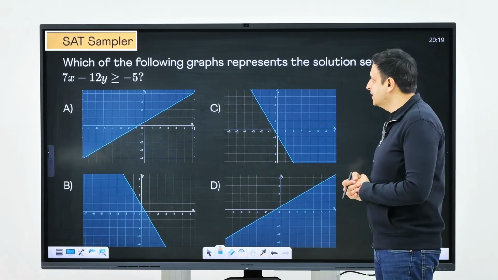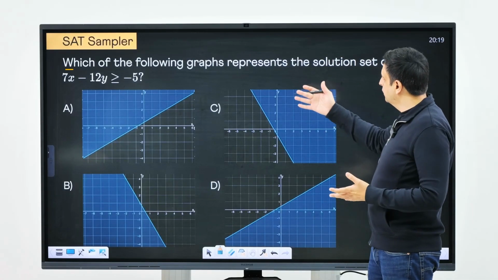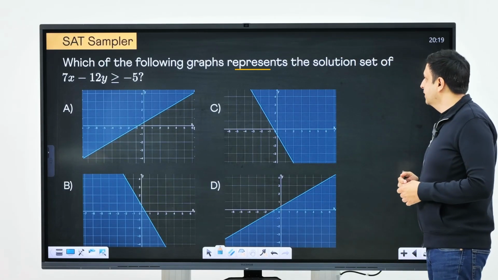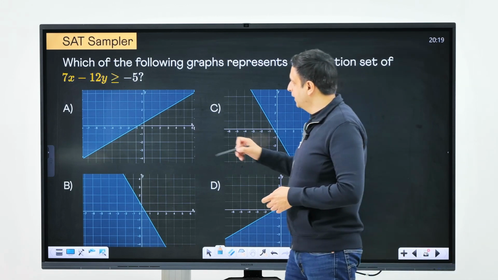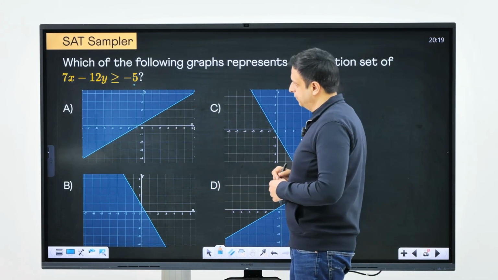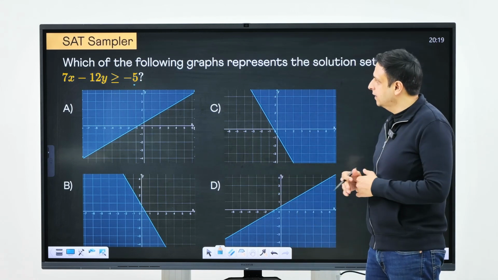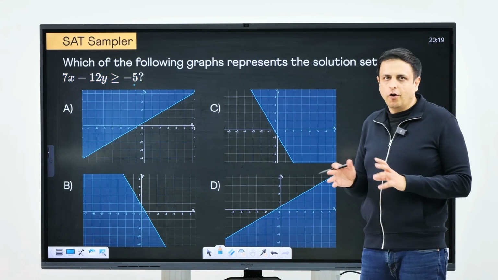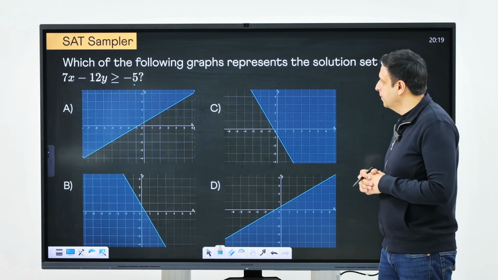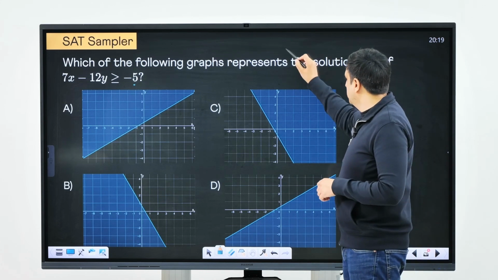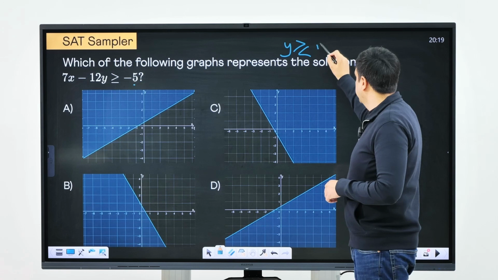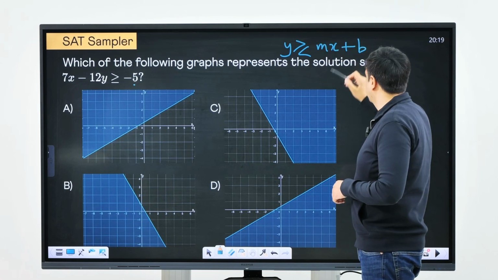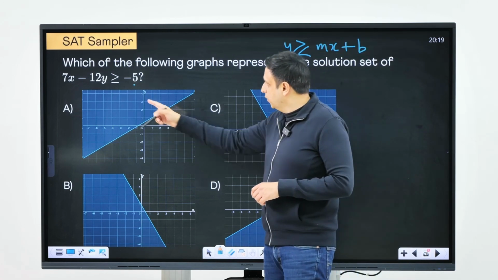Now here's a nice SAT sampler on this idea. Which of the following graphs represents the solution set of 7x minus 12y greater than or equal to negative 5? So once again, we will first write that inequality in a form that resembles the slope-intercept form, which means we'll write it either as y greater than or less than mx plus b. We'll try and write it in this form. Okay, so how do we do that?